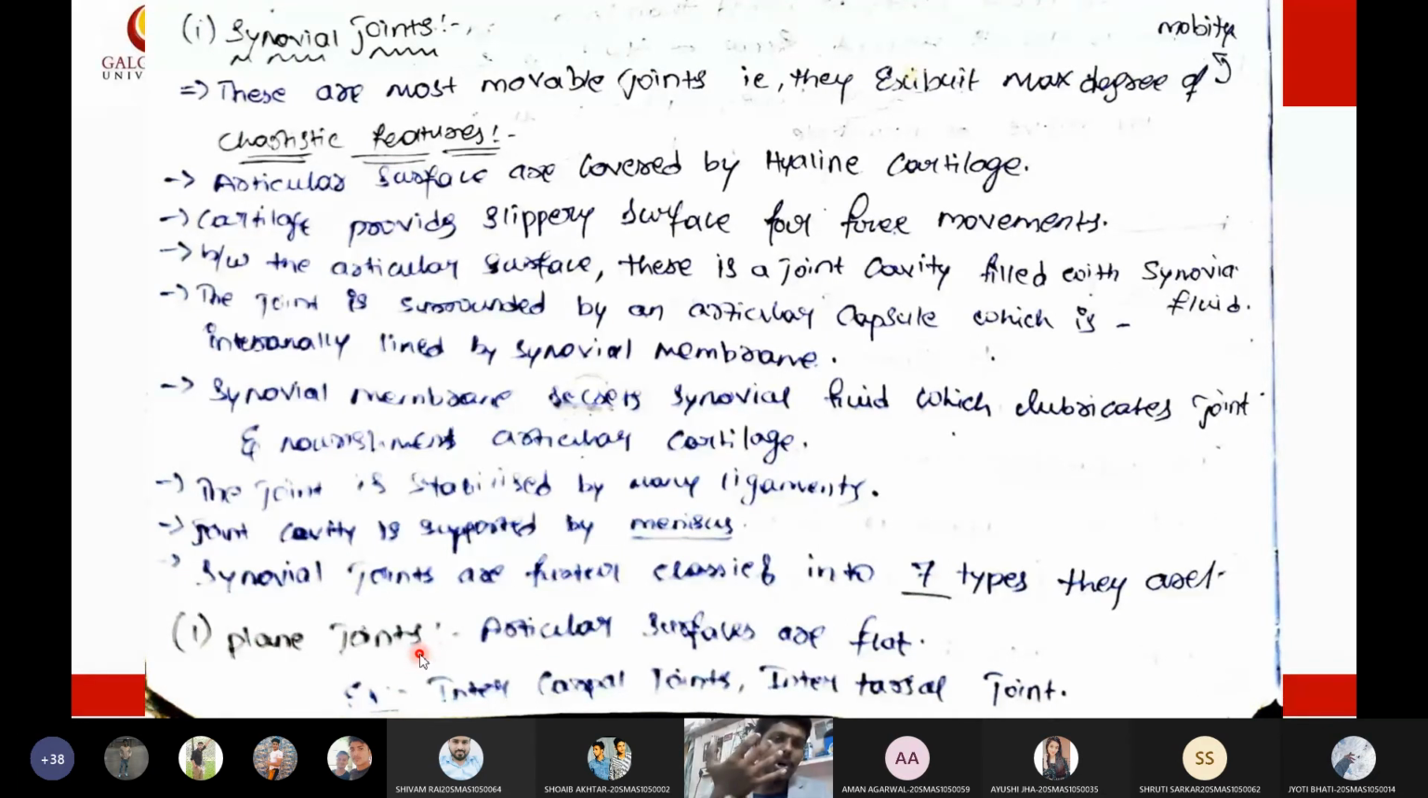Similarly in the foot we have metatarsals. From the tarsal bones, they extend towards the front, so they are called metatarsals. And these carpals and tarsal bones are plane joints. Plane joints are one example of synovial joints.